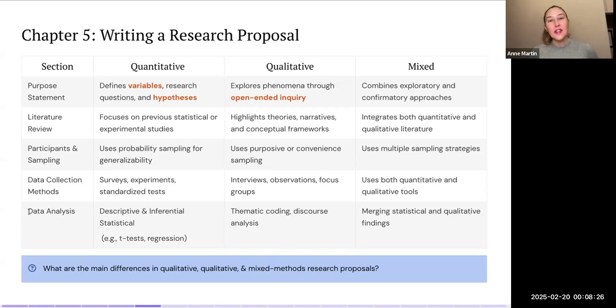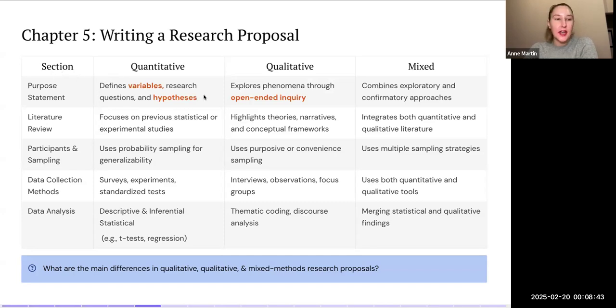And because the different designs are so different, the research proposal has different components for each of these designs. So I want to talk about this a little bit. Hopefully this will help you better understand the difference between quantitative, qualitative, and mixed research.